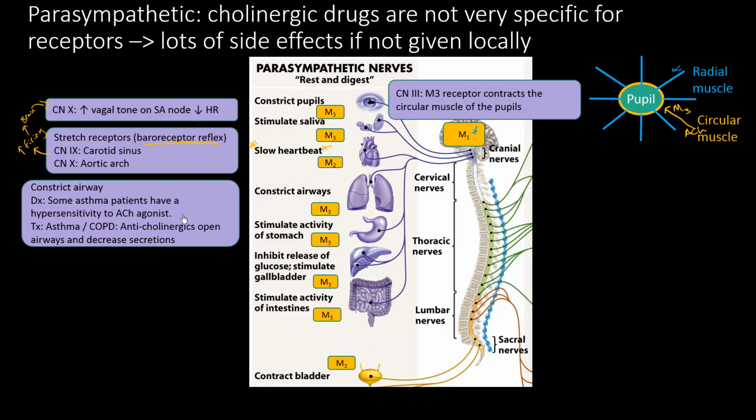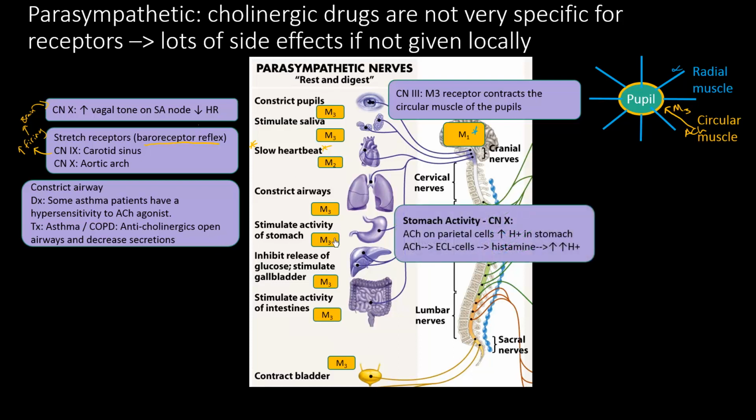On the flip side, instead of using an agonist, we can use an antagonist to do the exact opposite and help treat their asthma. So a patient who has asthma or COPD, we can give anticholinergics to open their airways and to decrease secretions. Again, I'm throwing a lot of high yield points here at you. You need to review this later if it's coming at you too quick.